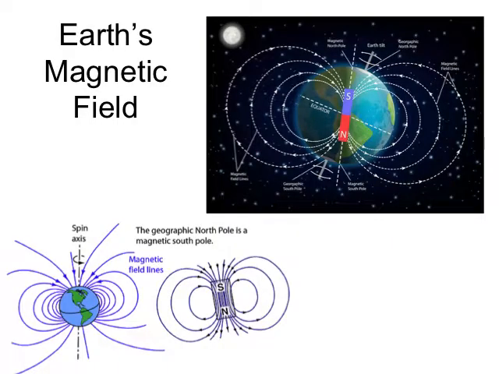Okay, like I mentioned before, the earth is like one permanent magnet bar. But the thing that you need to understand here is we have the geographic north pole, which is basically a true north, and we have another one we call the magnetic pole.